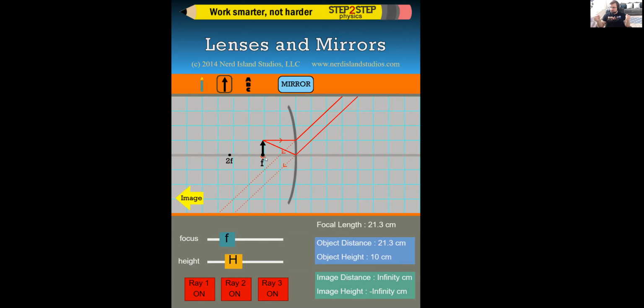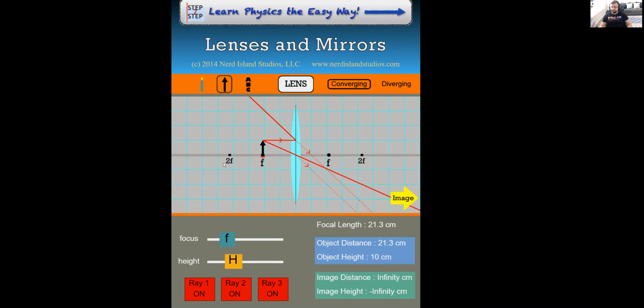If you were watching the mirror as I walk towards you, suddenly you wouldn't see anything. That's what happens when you're at the focal point. No image can be produced at the focal point. That's very important. Let's go to a lens.